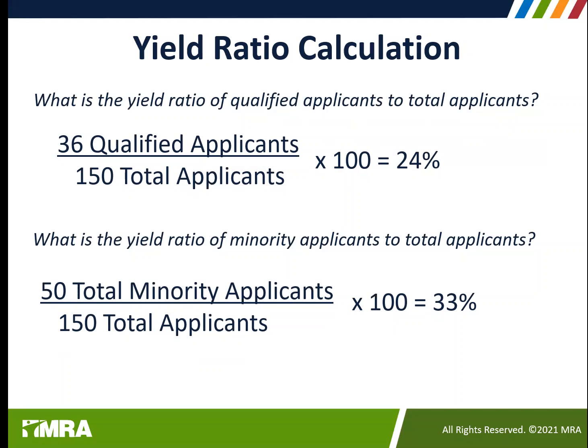Now, there are a number of other yield ratios we could calculate, including hires to total candidates, hires to qualified candidates, minority hires to total qualified applicants, minority hires to total hires, etc. We choose which yield ratios to calculate based on our strategic objectives. For example, if the strategic objective is to increase qualified minority applicants, that would be one yield ratio. If we are looking to increase the representation in our workforce of disabled war veterans, that would be another yield ratio. So let's use the same data and let you practice calculating some yield ratios.